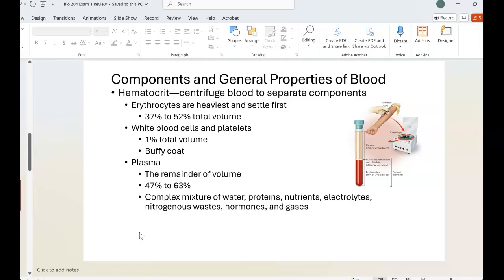Depending on what's happening in the body, males and females will also have different measurements. This is about 37 to 52% total volume. Then we have that buffy coat, which is going to be the white blood cells and platelets. And then again, on top, we're going to see the remaining volume, the majority, which is going to be that plasma.